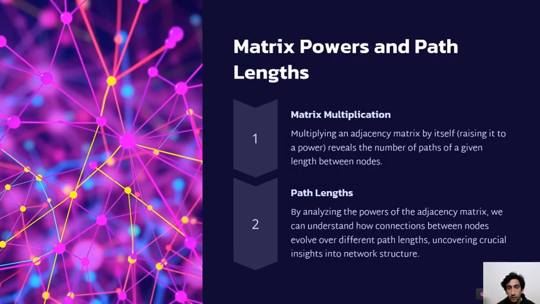And moving on to matrix powers and path lengths. So, matrix multiplication: multiplying an adjacency matrix by itself, raising it to a power, reveals the number of paths of a given length between nodes. Path lengths: by analyzing the powers of the adjacency matrix, we can understand how connections between nodes evolve over different path lengths, and that shows us insights into network structure.